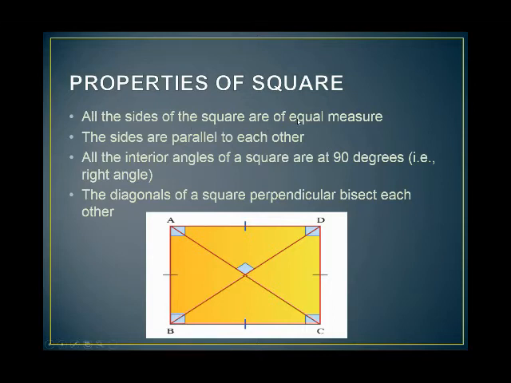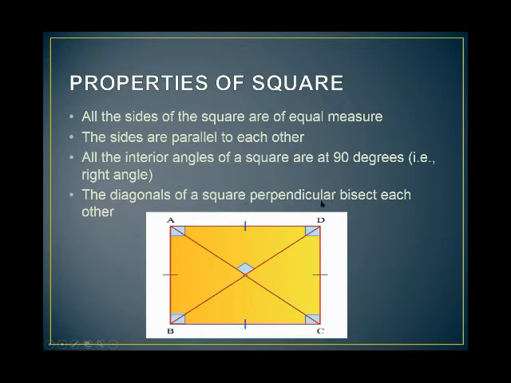All the sides of a square are of equal measure. The sides are parallel to each other. Yes, AD is parallel to BC and AB is parallel to DC. All the interior angles of a square are 90 degrees, as in a rectangle.